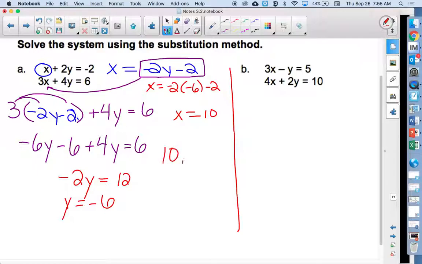So we get 10 and -6. At the very first step over here? Yeah. Because we're trying to get this to the other side to get x by itself. So we have to subtract it to the other side. Yep. Other questions?